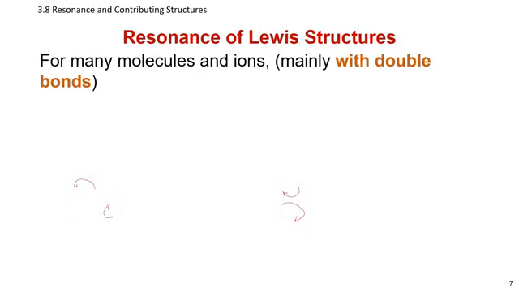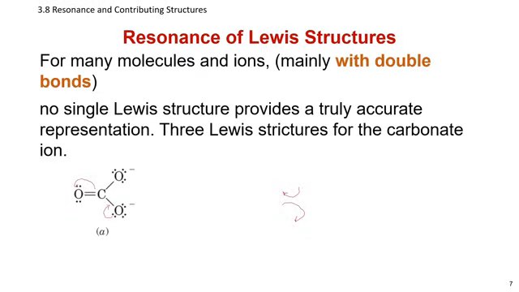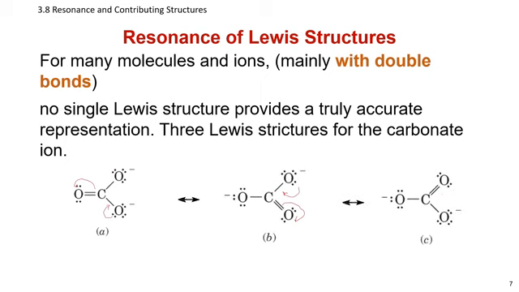Now, this is not a big deal. We are only saying that in drawing Lewis structures, sometimes we need to write more than one Lewis structure to show different places for the double bond in the molecule. Resonance is about distributing double bonds over the contributing Lewis structures. There are certain rules. You have the same number of valence electrons.